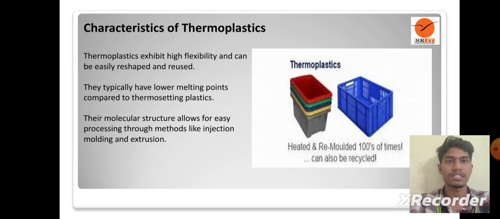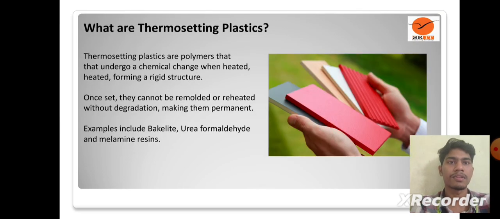Characteristics of thermoplastics. Thermoplastics exhibit high flexibility and can be easily reshaped and reused. They typically have lower melting points compared to thermosetting plastics. Their molecular structure allows for easy processing through methods like injection molding and extrusion. Moving to next slide.